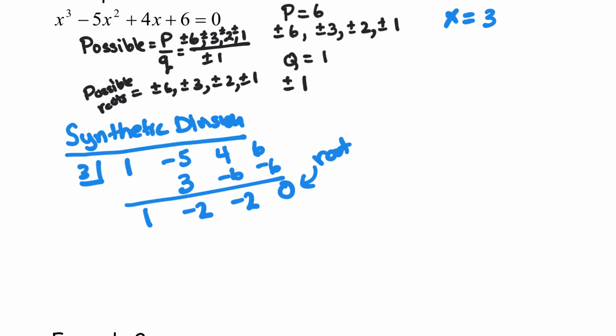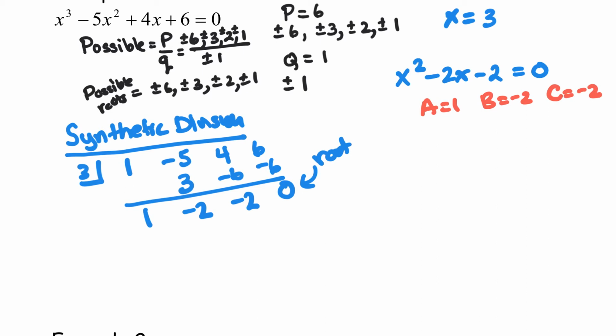The equation that we have is x squared minus 2x minus 2 equals 0. As I told you before, we're going to use the quadratic formula to solve this. So we need to know a, b, and c. I know that a is equal to 1, b is equal to negative 2, and c is equal to negative 2.